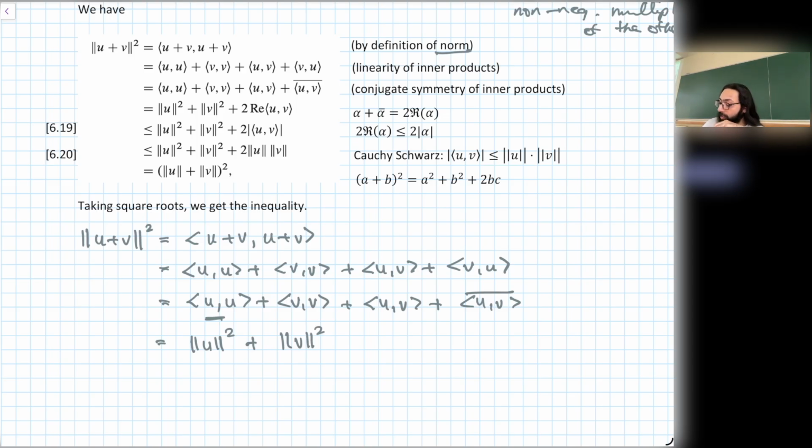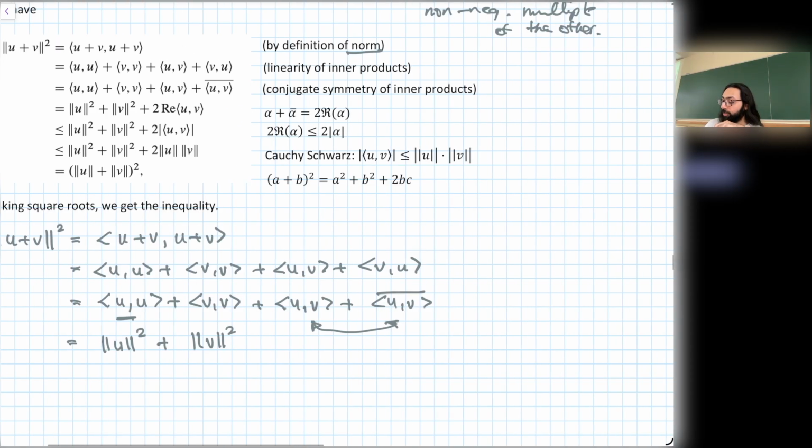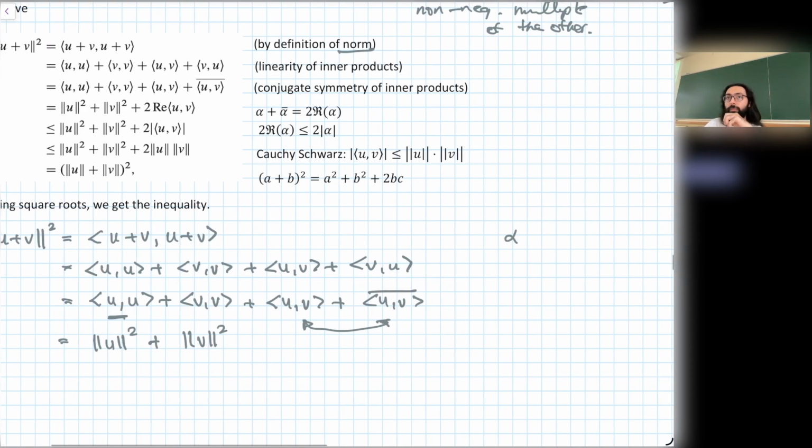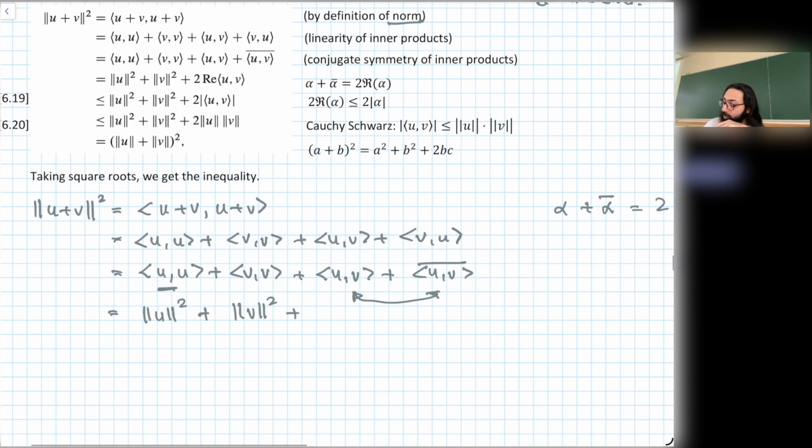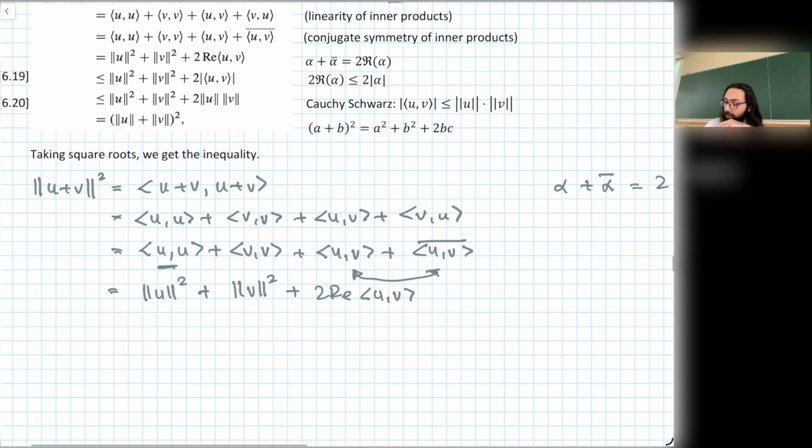Now, what can we say about this part? Can we simplify this somewhat? Remember, this is a complex number. So alpha plus the conjugate of the complex number is what? 2 times the real part of alpha. Is that okay? So let's write it down. This would be 2 times the real part of uv. Let me not write too many brackets.